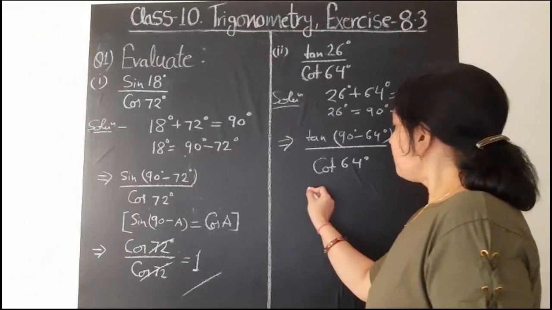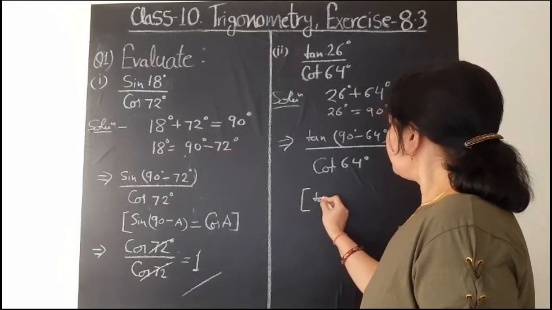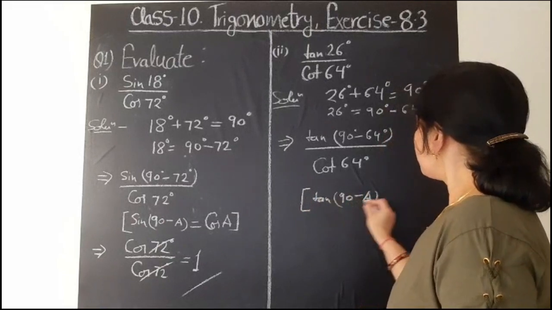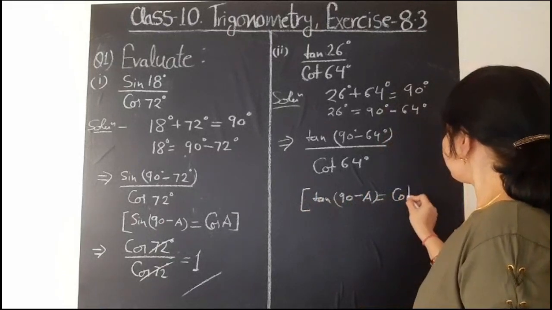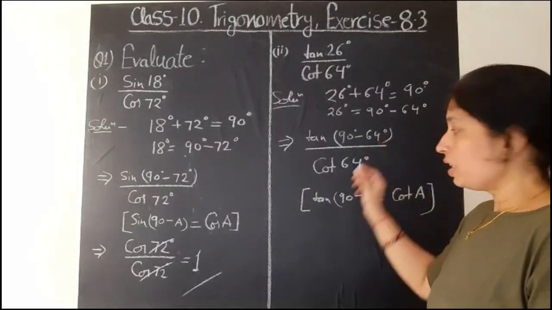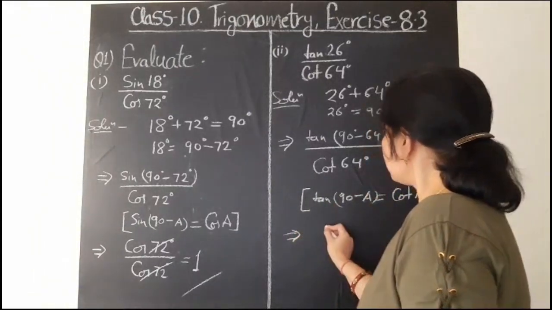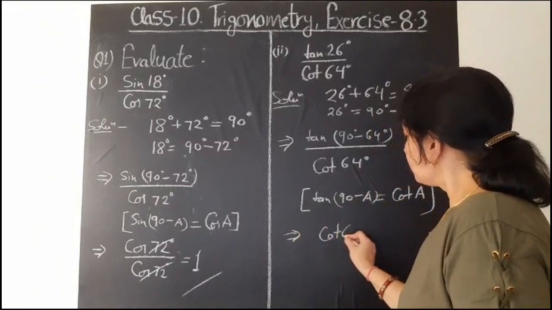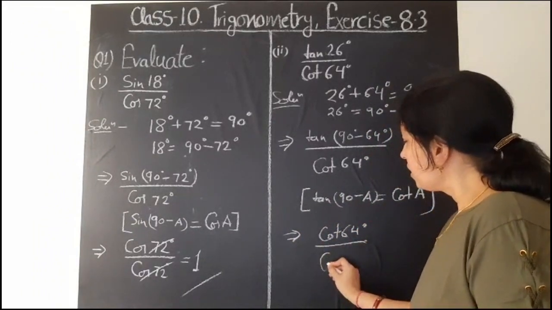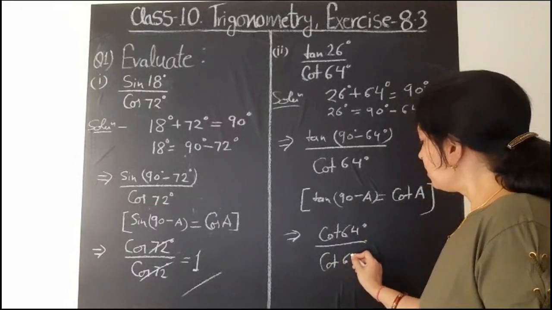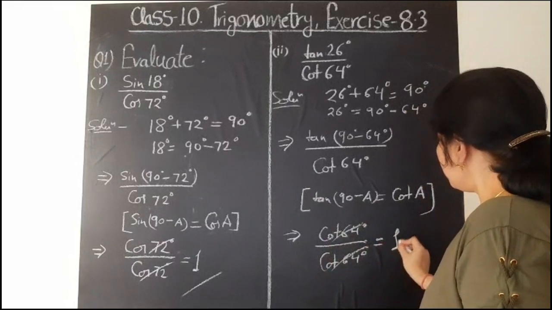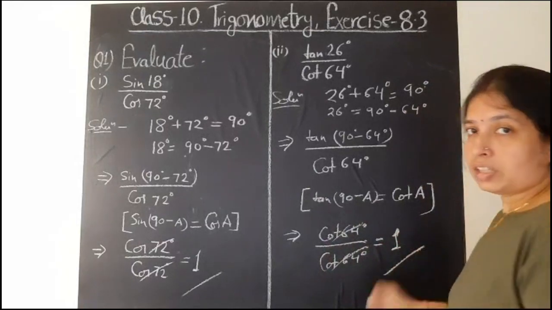So write formula here, tan 90 minus a is equal to cot a. Here a is equal to 64 degree. So you can write cot 64 degree divided by cot 64 degree. Cut this and you will get 1. So your answer is 1.